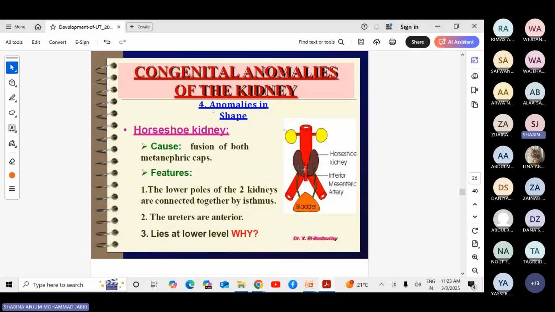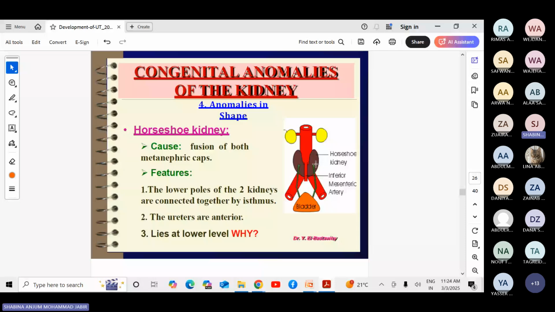Horseshoe kidney. So what will happen? See, this metanephric cap may be fused, the right sided and left sided. So what will happen here? The two poles of the kidney will be fused with each other, connected with each other by the isthmus. In this also the ureters will be anterior, and this kidney also cannot ascend up.